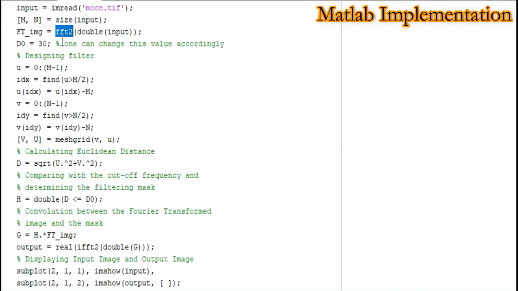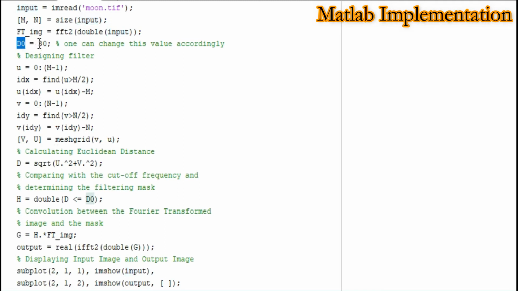So, in MATLAB, the function used for performing Fourier transformation is FFT2 of double input image. Here the input is a spatial domain image. Input is given, then it performs a Fourier transformation. After performing Fourier transformation, the value ranges from 0 to 1. Next, I have set the cutoff frequency D0 as 30.